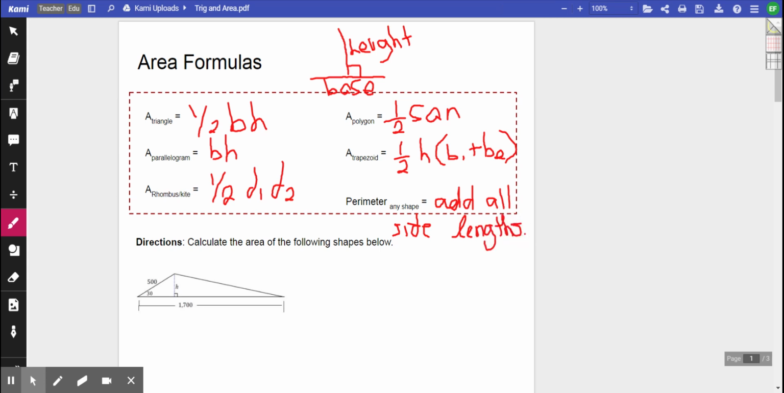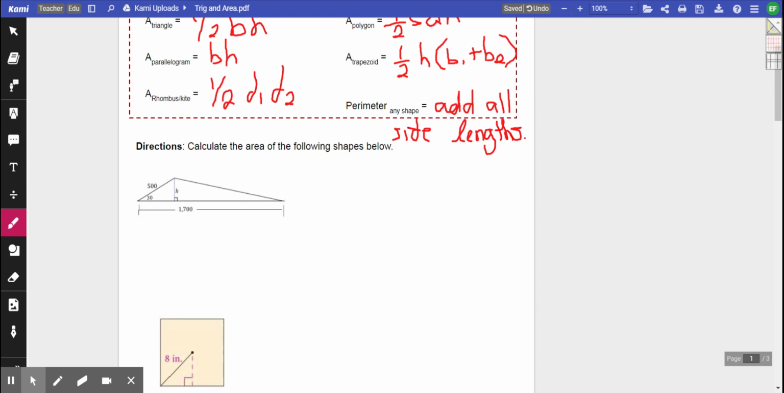So that's all of our formulas reviewed. Now let's start putting them into practice. We'll do one example for each, so you can use that as a model to continue. For the first one, calculate the area of the following shape. We want to calculate the area of this, which hopefully you recognize as a triangle.